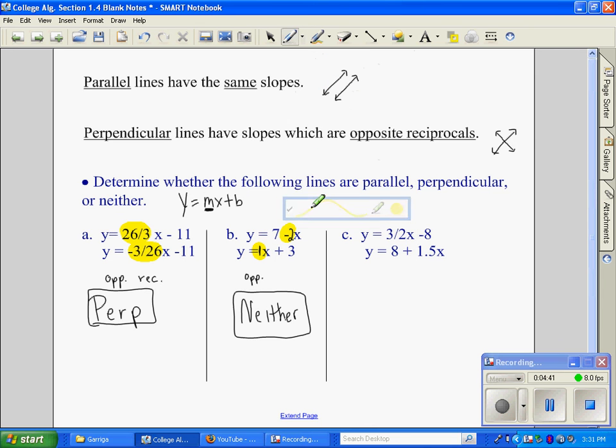In problem C, the slope of this first one is 3 halves. In the second equation, the slope is 1.5, but since 3 halves is the same thing as 1.5, they have the same slope. So that means these are parallel lines.